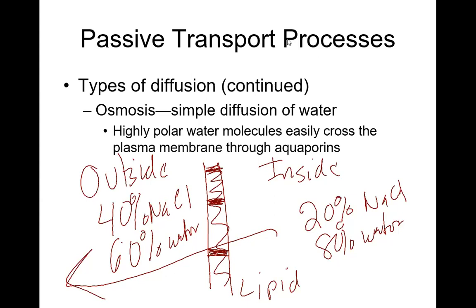And this is what happened in the first example, where you put a cell in 100% water solution. This is what happens when someone overhydrates, where someone is very, very thirsty and they drink a whole lot of water at once.